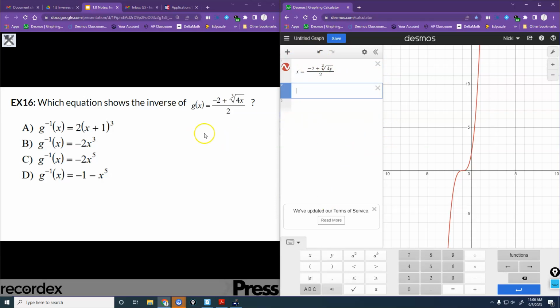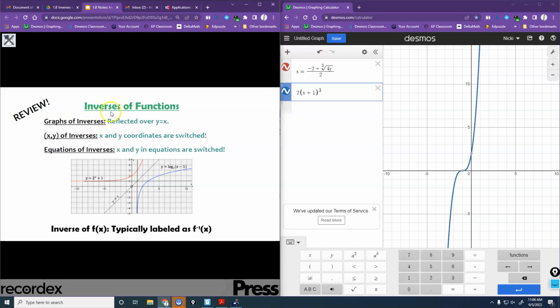All right. Which answer choice do you guys want to try? Either A or B. I don't think it's going to be C or D because they have that fifth power. So let's try 2 times x plus 1 to the third. It's A. I think I put my answer choices in order too much on these. So A would be our answer there. Okay? Alright.